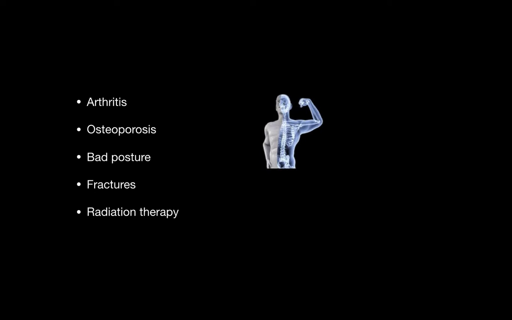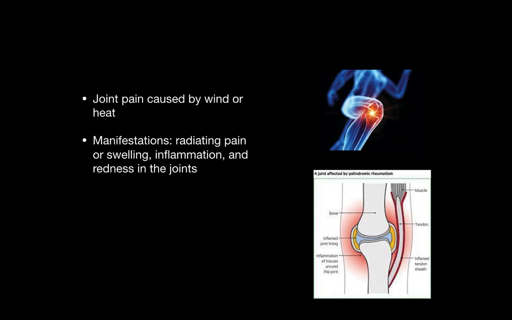As a stone that strengthens our bones, apatite can also help treat bone problems such as arthritis, osteoporosis, bad posture, fractures, and radiation therapy to the bones. It is beneficial for treating pain in the joints, which manifests with redness, swelling, or inflammation, and that radiates outward. This pain can be caused by invasion of pathogenic factors, such as wind, or internally generated factors as well, such as poor diet leading to inflammation.